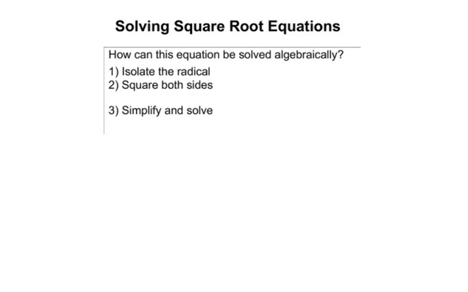Okay, this is for Algebra 2, and it is solving square root equations, day 1. If you have a square root equation, that means it's going to have a radical. You are going to, step 1, isolate the radical. Isolate means get it by itself. Then you're going to square both sides. This will get rid of the square root symbol. Then you simplify and solve.